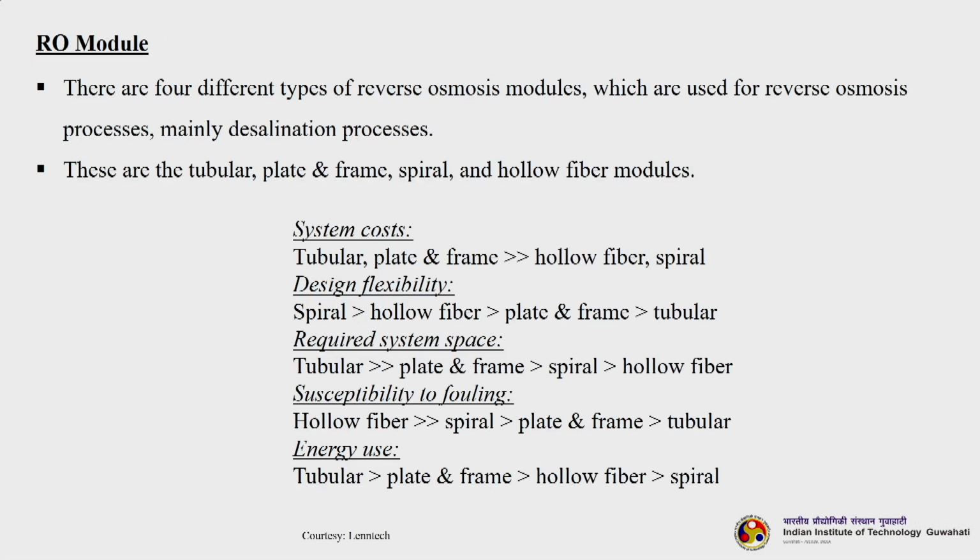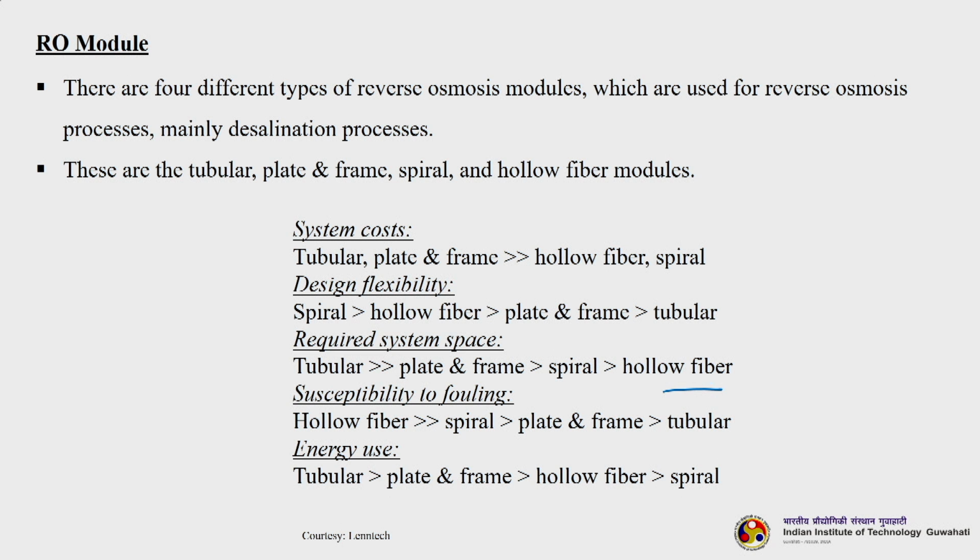Now, let us quickly understand the different RO modules. There are 4 different types of RO modules which are used for reverse osmosis processes, mainly desalination applications. These are tubular, plate and frame, spiral and hollow fiber. All these we have discussed, but since under every membrane process, whether it is RO, microfiltration or ultrafiltration, we will discuss this briefly, you need to understand which particular membrane module is good for which particular membrane application.